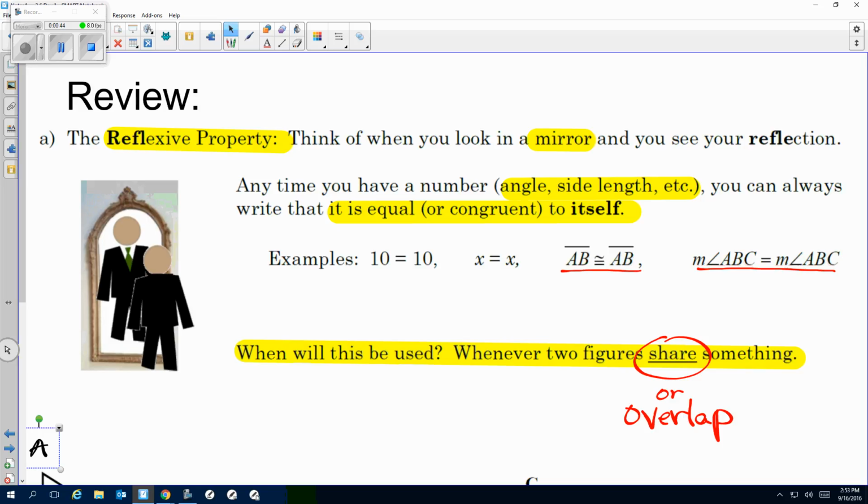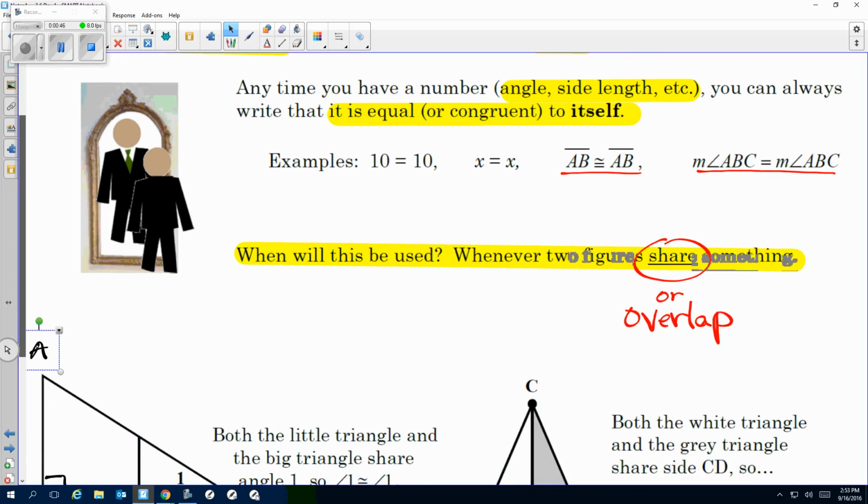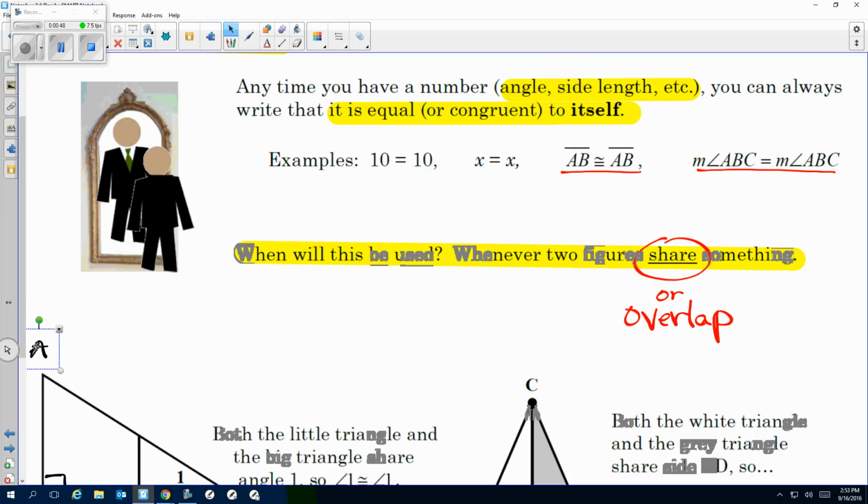Now, when we use this property, this is why I underlined this sentence right here. When will this be used? Whenever two figures share something or overlap. So whenever I see two figures sharing a side, an angle, or if they overlap, then I'm going to start using the reflexive property to justify. And we're going to practice that in an image. Add that word overlap because I'm going to show you how that can occur in a figure.